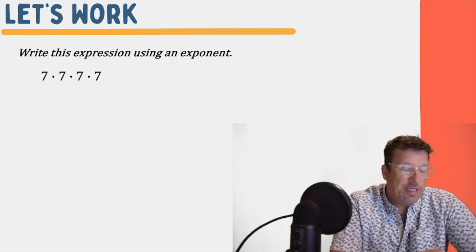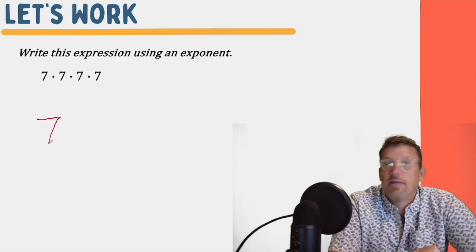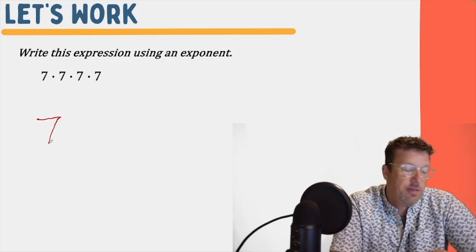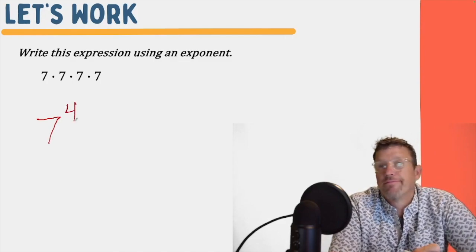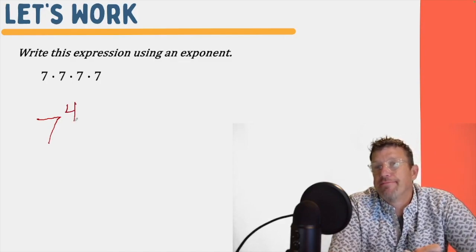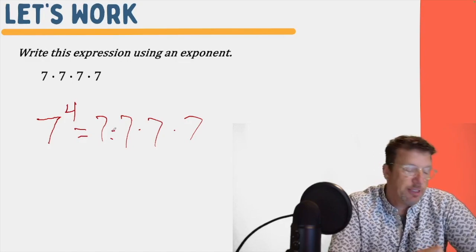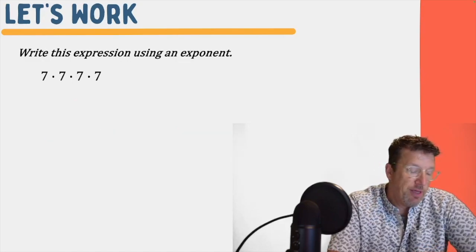All right, so what does that mean? Well, let's write down our base. Base is 7. That's the number we're multiplying. And what does it look like as an exponent? 7 to the 4th. Pretty simple, right? And what does that equal? 7 times 7 times 7 times 7. That's a pretty bad drawing right there, but anyways, you know what I mean.